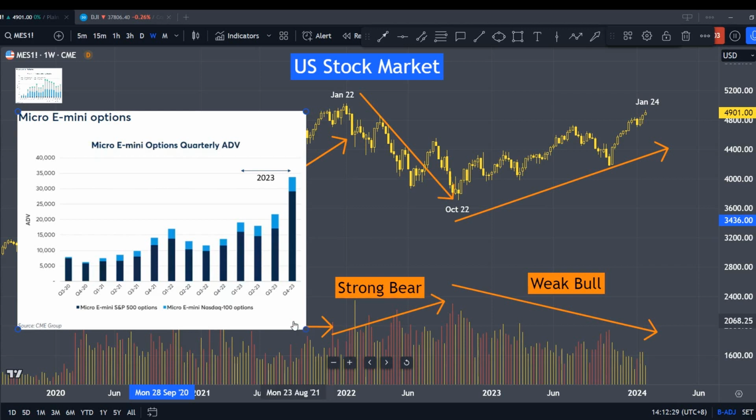Whenever there is an increase in volume in the indices options during a bull market like this, it also means that traders are using options to hedge in this bull market, and they are cautious about this.